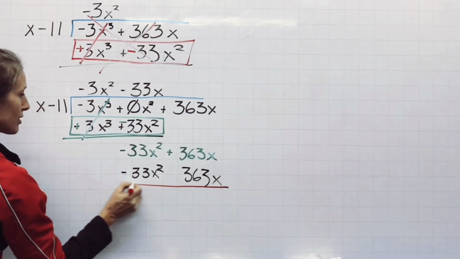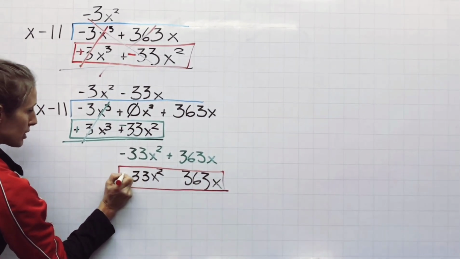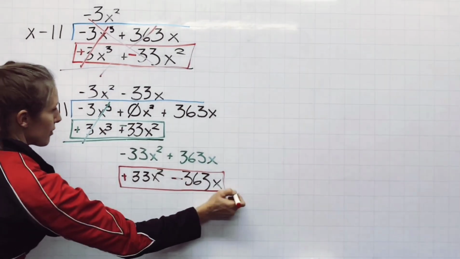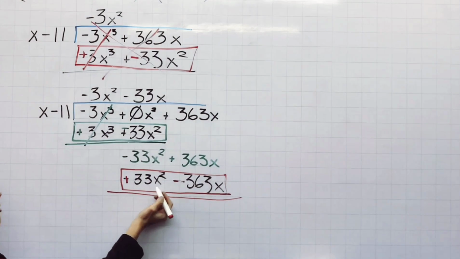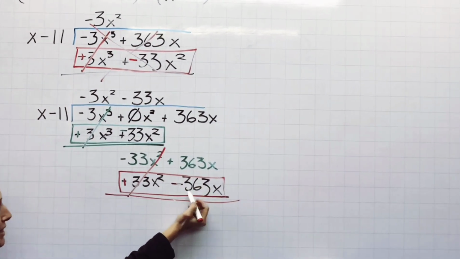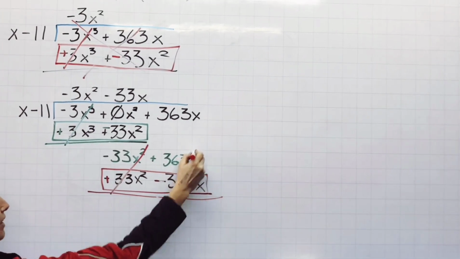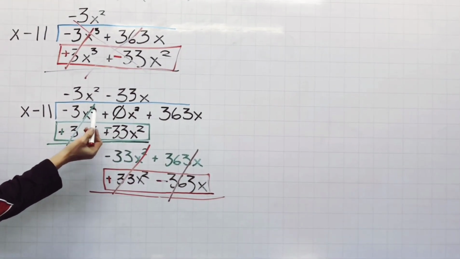Then we have to subtract this entire quantity. So the negative becomes a positive, and the positive becomes a negative. We subtract. Minus 33x squared plus 33x squared, that cancels out. We have plus 363x minus 363x, and that also cancels out. So our final solution is what we have in the quotient.